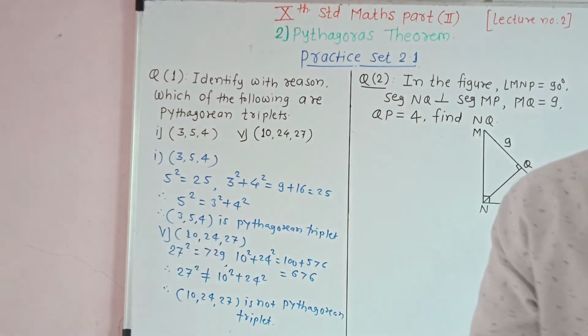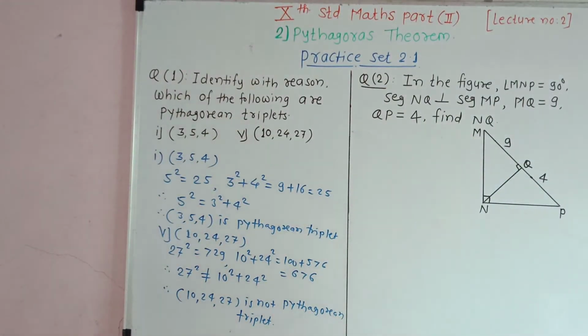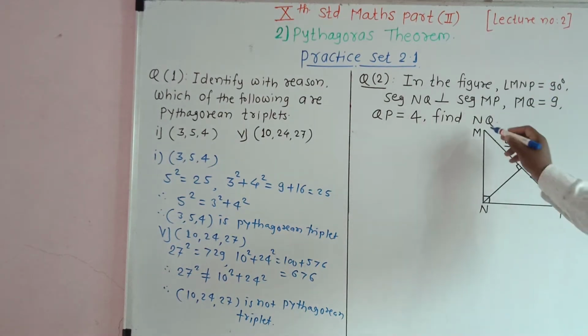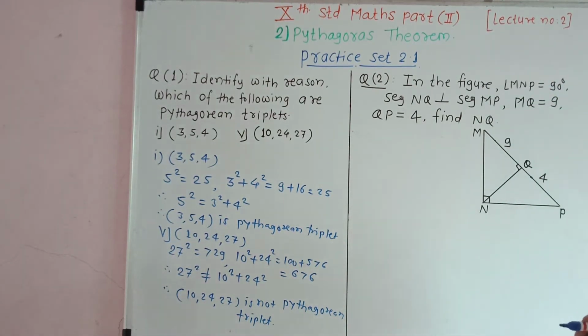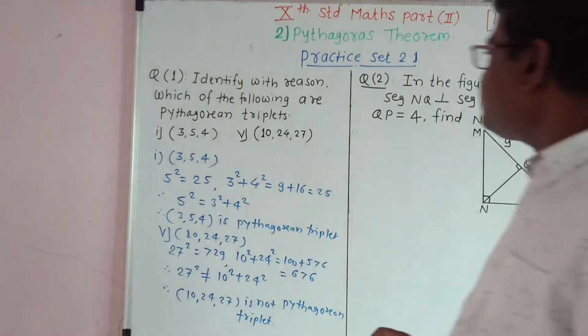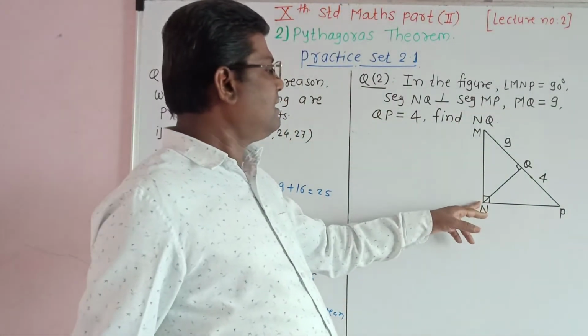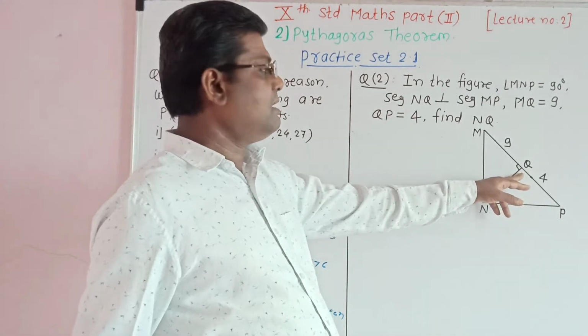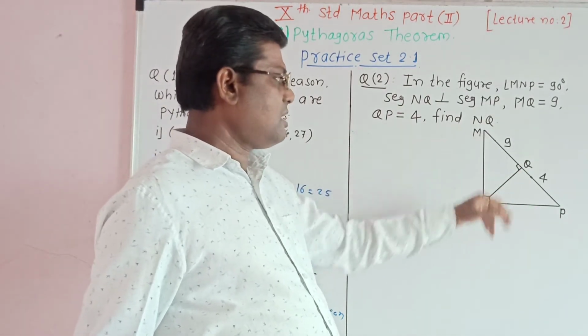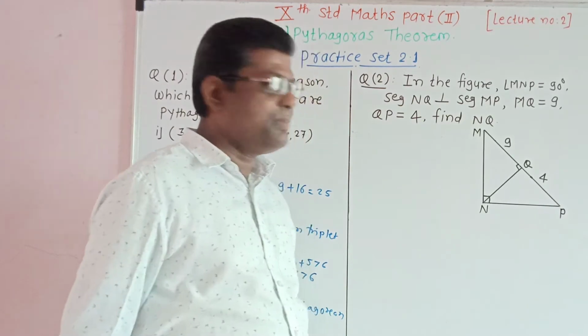Now let's solve example number 2. In the figure, angle MNP is equal to 90 degrees. Segment NQ is perpendicular to segment MP. MQ is equal to 9 and QP is equal to 4. Then find NQ. This is a right angled triangle and NQ is a segment perpendicular on the hypotenuse MP.